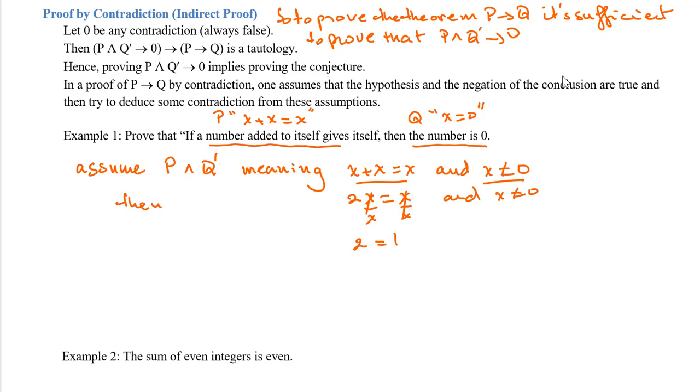Hence, a contradiction, because 2 is not 1. And therefore, x plus x equals x implies x is 0. If you add a number to itself, then that number must be 0. So that is the proof by contradiction. Sometimes it depends on the scenario; you're going to see which one fits better.